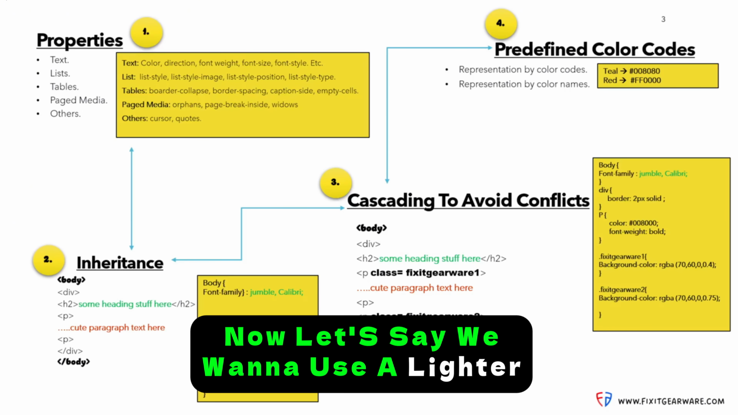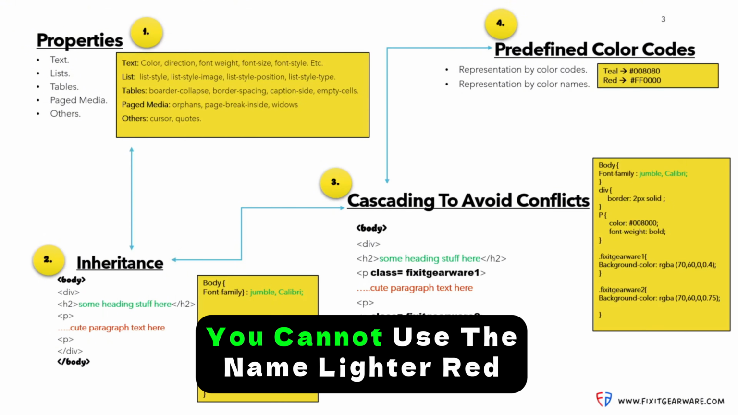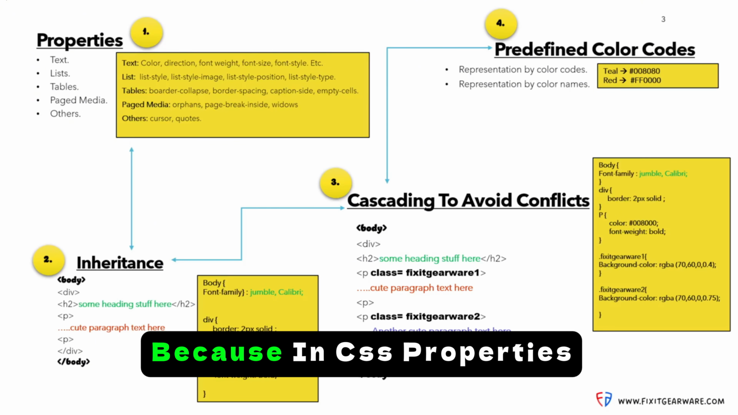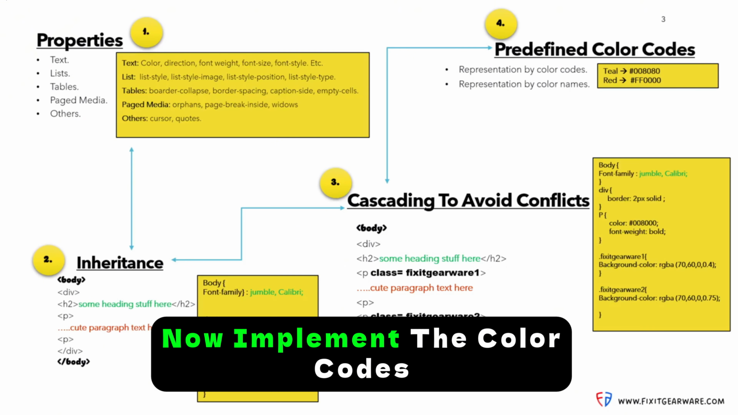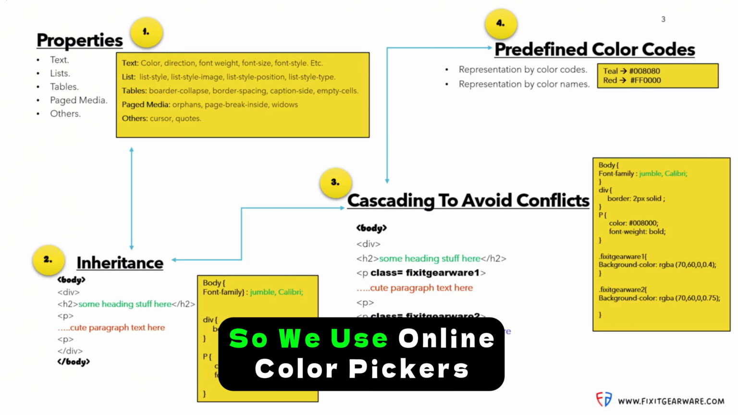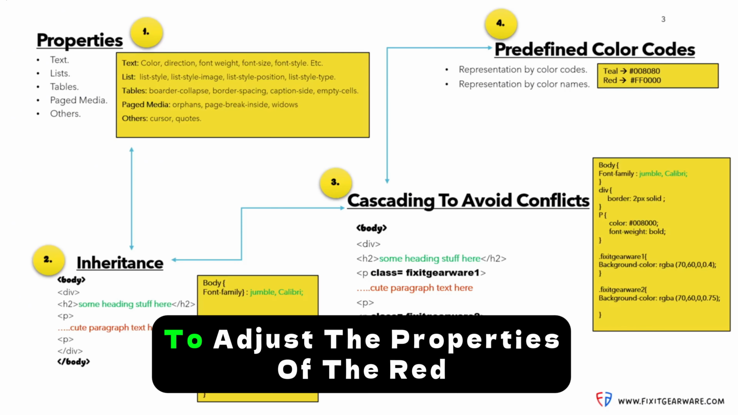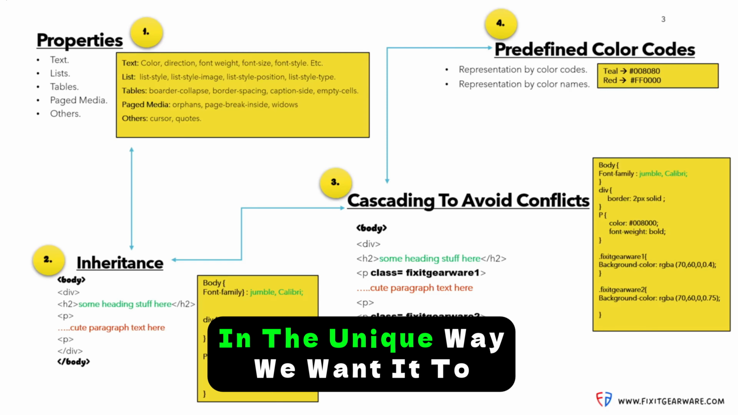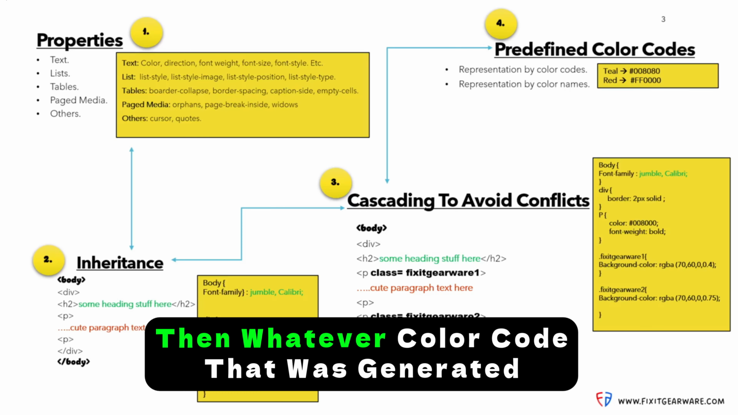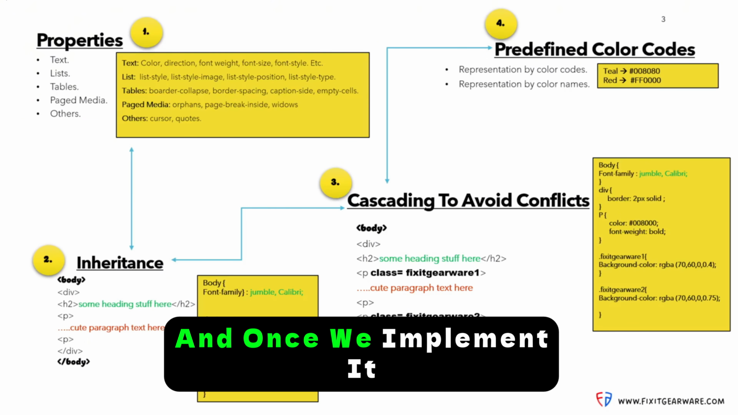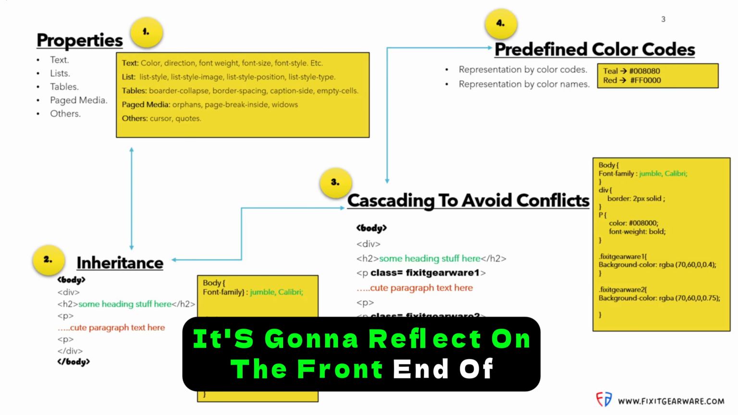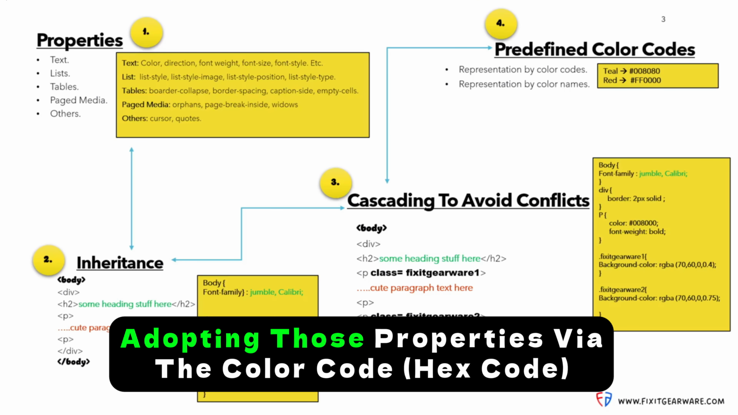Now, let's say we want to use a lighter red. You cannot use the name lighter red because in CSS, there's nothing like lighter red. This is where we now have to implement the color codes. So we use online color pickers to adjust the red in the unique way we want it to exist. Then whatever color code was generated, we can now use it in our CSS properties. And once we implement it, it's going to reflect on the front end of the website, adopting those properties via the color code.